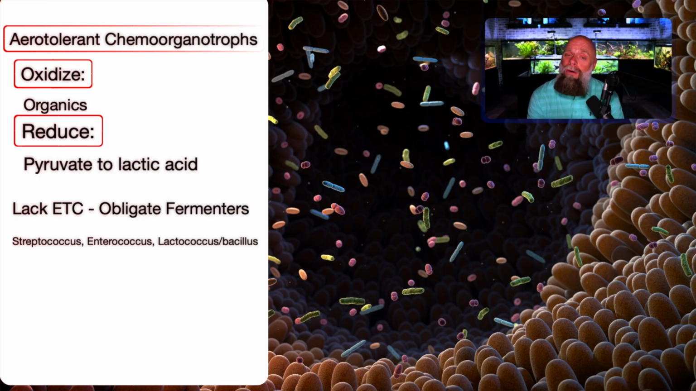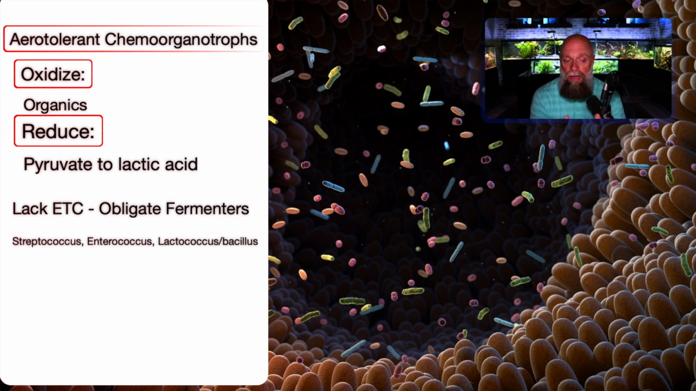Next up are the aerotolerant chemoorganotrophs. Now, these are a little bit different. Like the previous organisms, the Clostridium, they are not using an electron transport chain. And so what they're doing is fermenting. Aerotolerant means they can be in the presence of oxygen. They're not killed by it, but they don't use it. And so the aerotolerant chemoorganotrophs often lack an electron transport chain, so the only thing they can do is ferment. They are typically obligate fermenters because of the lack of an electron transport chain.